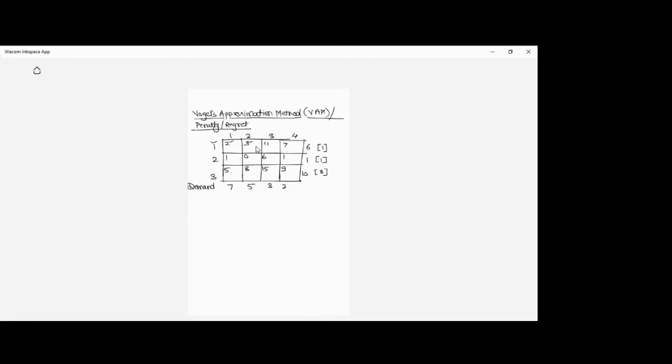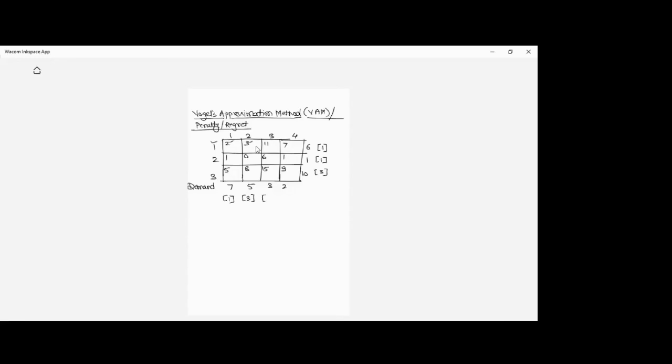Let's repeat this step for the columns as well. Consider column number 1. In this column, the least value we have is 1 and the second least value that we have is 2. So 2 minus 1 will be 1. In the next column, the least value that we have is 0 and the second least value that we have is 3. So 3 minus 0 is 3. In the third column, the least value that we have is 6 and the second least value that we have is 11.